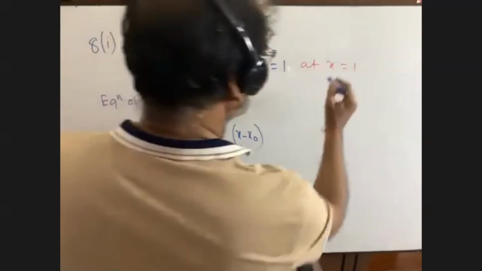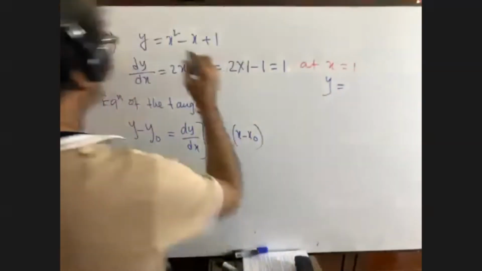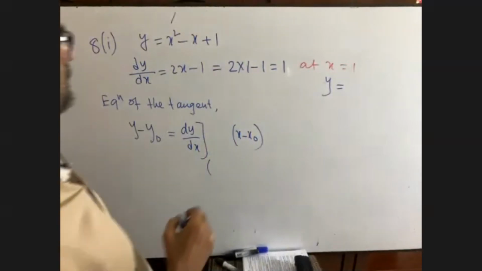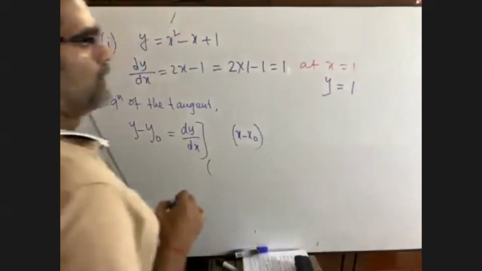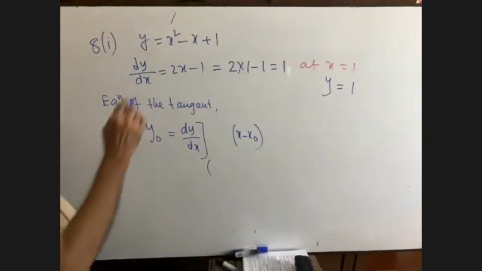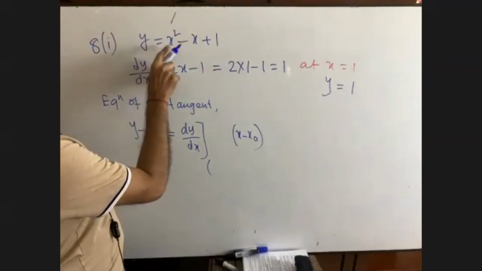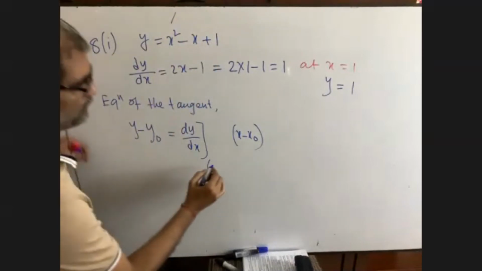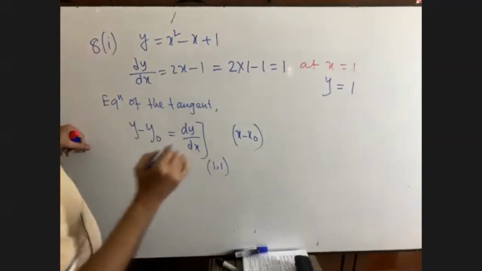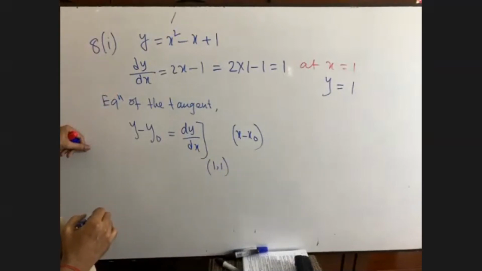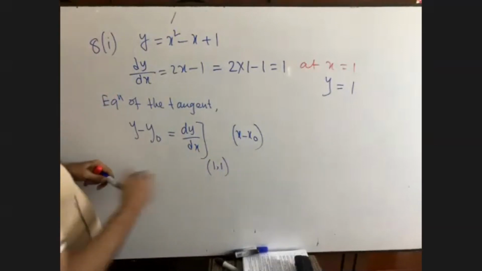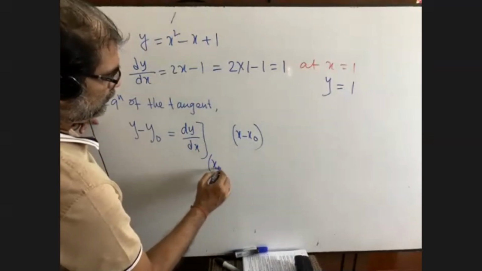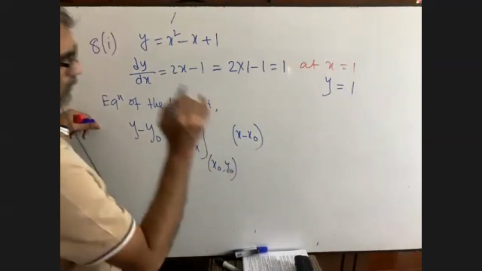So you find what is y. If x equals 1, what is y? Y equals to what? If x equals 1, then y equals 1 minus 1 plus 1, which is 1, right? So you have to write here (1, 1). Have you got it? The formula is x naught, comma, y naught.